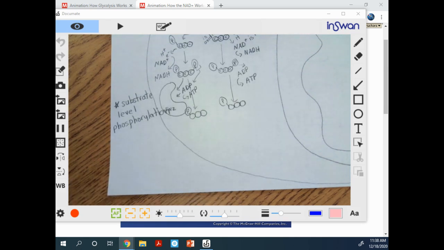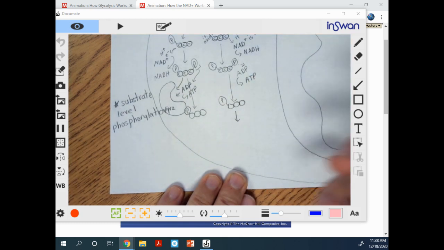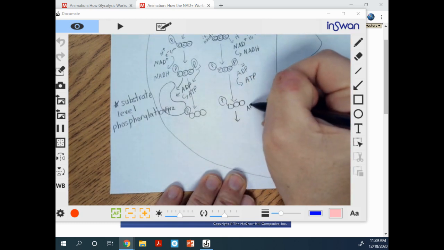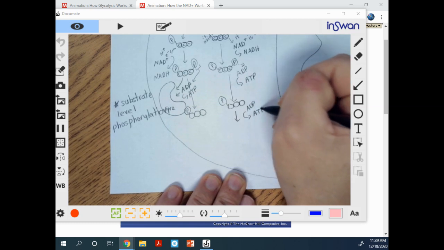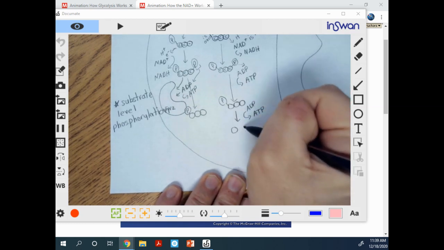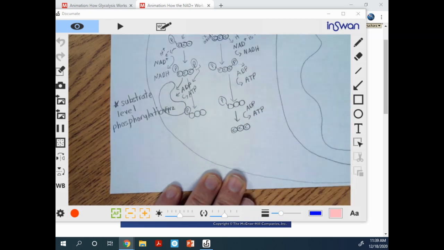And then does it make sense? We can still make 2 more ATP. Do we still have 2 phosphates? Yeah. So then another enzyme grabs onto ADP, turns it into ATP. And now I'm just left with a 3-carbon molecule.